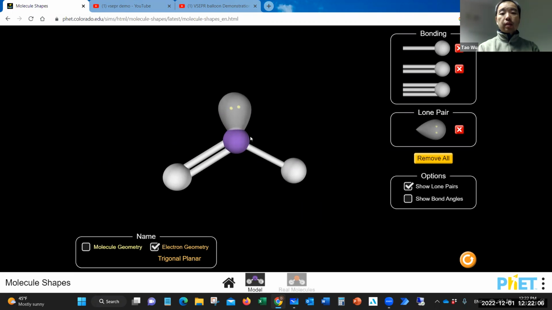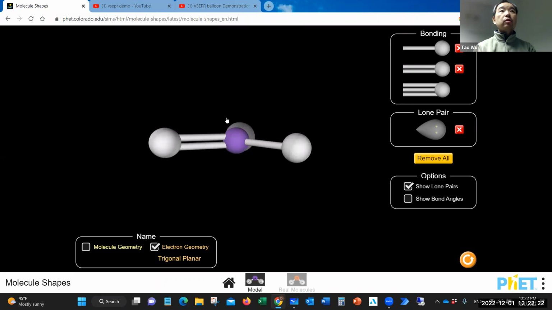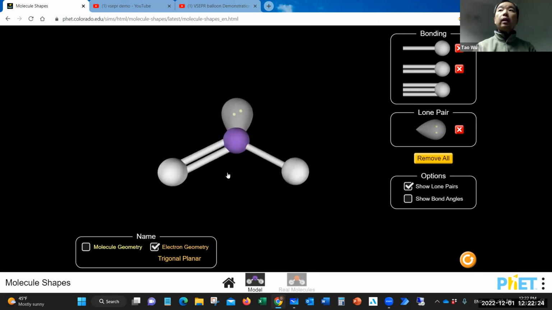They have 3 electron domains, and those repel each other, and then they naturally become a trigonal planar shape. If you look at this, it's flat. So that's called trigonal planar.